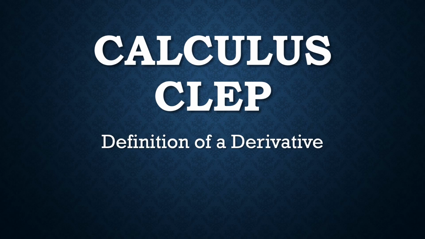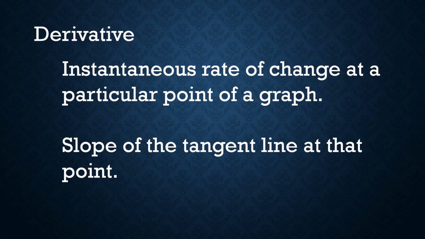In this video we're going to talk about the definition of a derivative. So what is a derivative? A derivative is the instantaneous rate of change at a particular point of a graph, or in other words, the slope of a tangent line at that point.